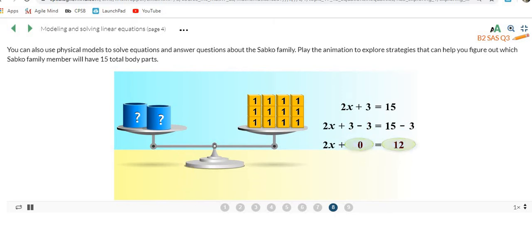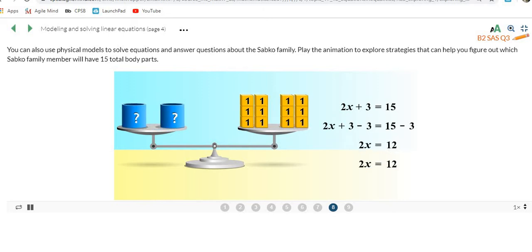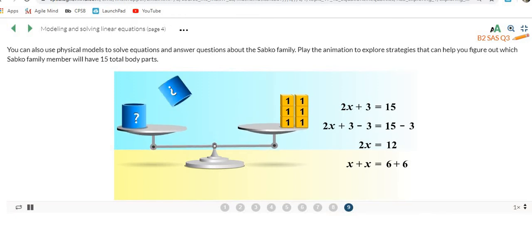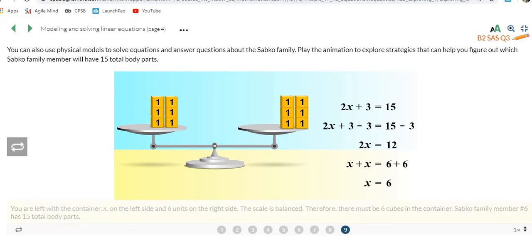Okay, what other operation could you have done? Times 2. I don't know. I could have divided 12 by 2. So looking at my work over here, divide 12 by 2, and x equals 6. So each cup should have 6 in each cup. And they did.